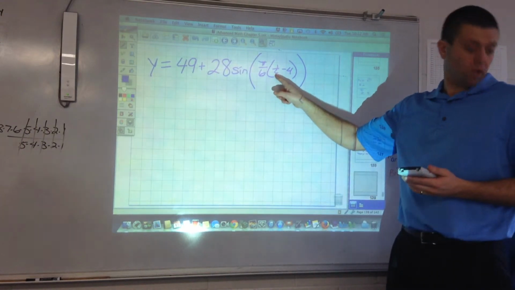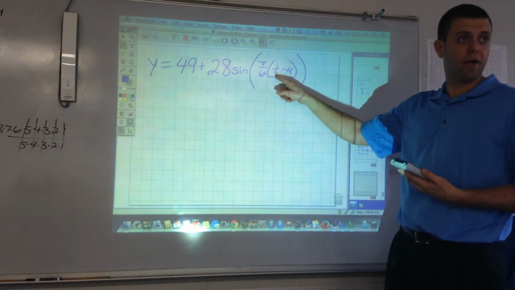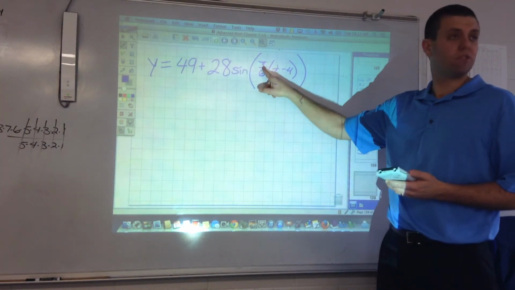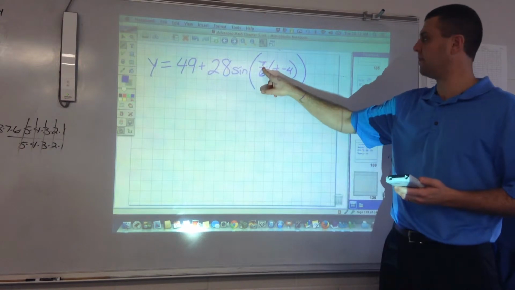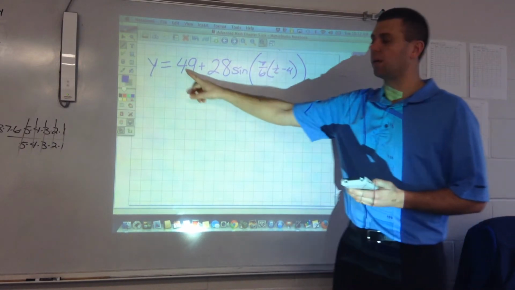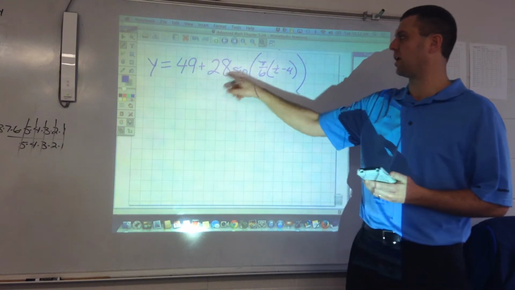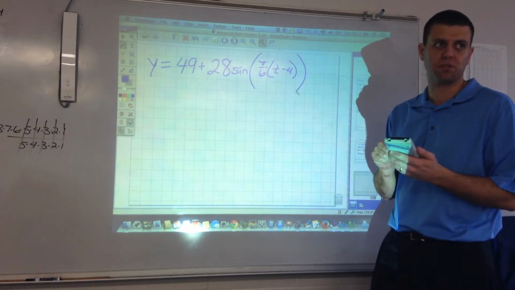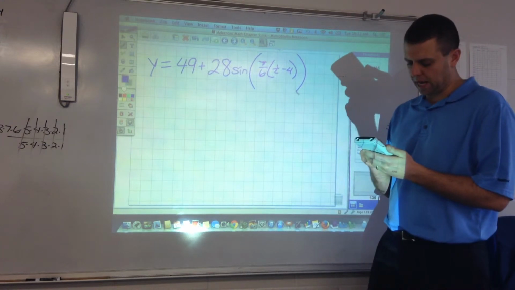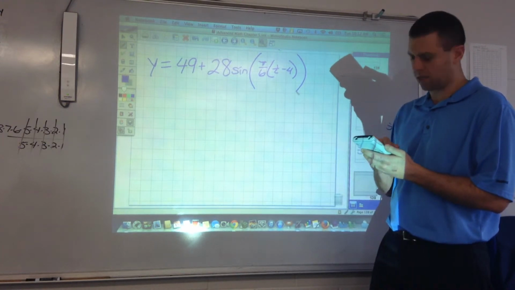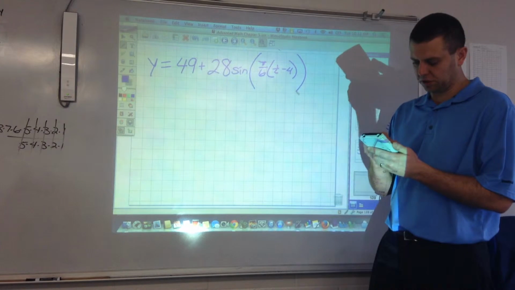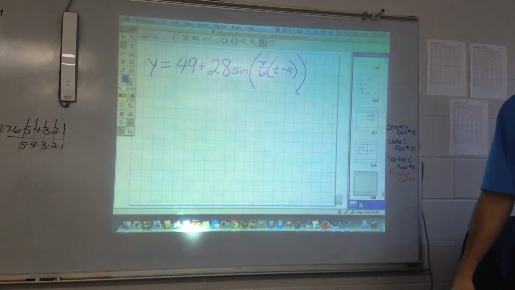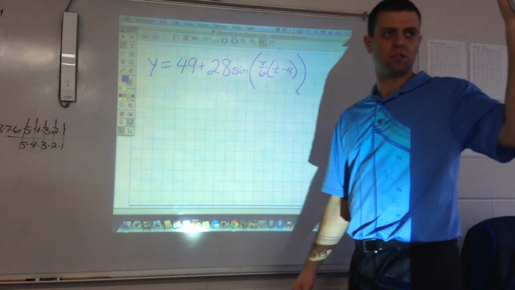We're plugging in a 4 for April, right? 4 minus 4 is 0. Times pi over 6 is still 0. So what I'm simply going to do is type in 49 plus 28 sine 0. I could probably do this one in my head because I know what the sine of 0 is equal to. But 49 plus 28 times the sine of 0 gives me the number 49. So the average April temperature in Omaha, Nebraska is 49 degrees.